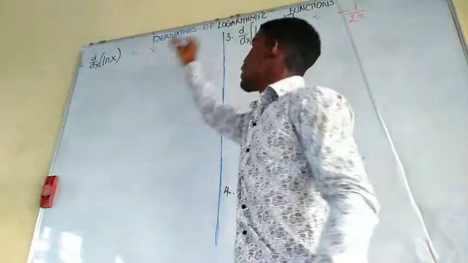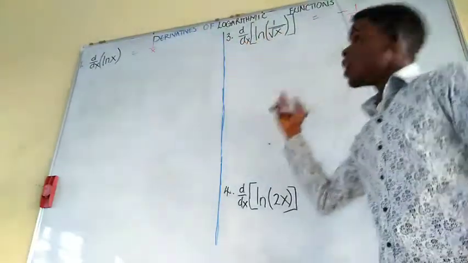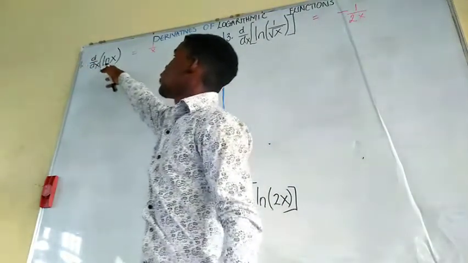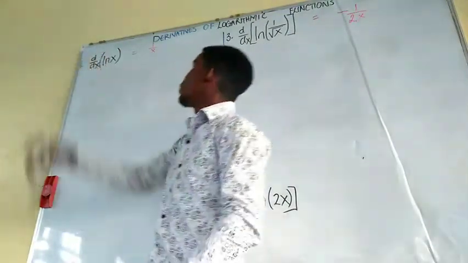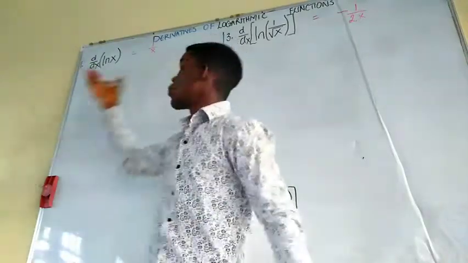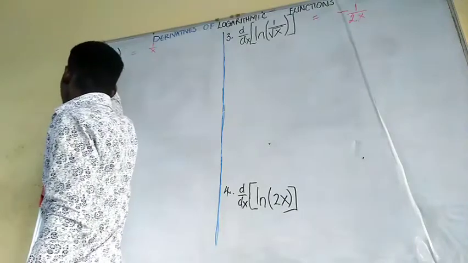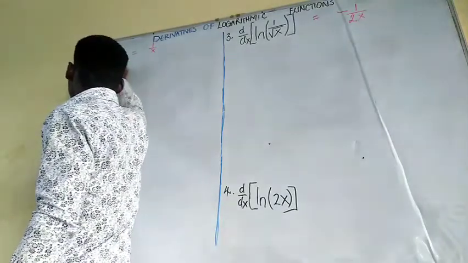Now here we just find the derivatives of the following logarithmic functions. We have dy/dx, the derivative of ln x, to be equal to 1 over x. Now I'm going to prove to you that this is it, alright? Let's make y become ln of x.